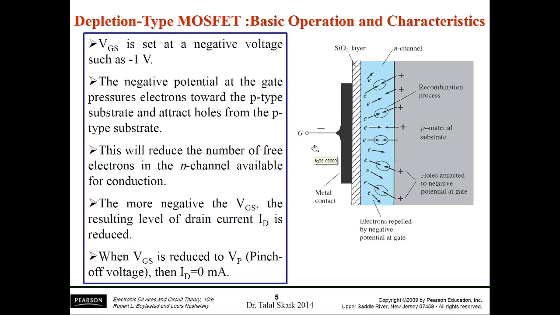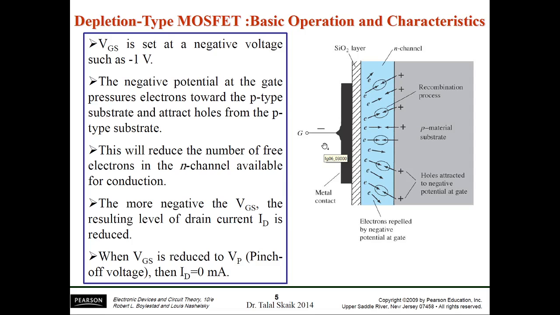Suppose I am applying minus 1 volt, so 1, 2, 3, 4, 5 electrons will recombine. Once the electrons recombine, they will not take part in conduction. That means the current conduction will get reduced. Suppose normally there are 100 electrons. If I am applying minus 1 volt, 10 electrons are lost in the recombination process.